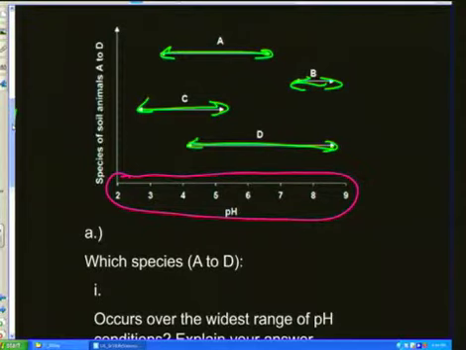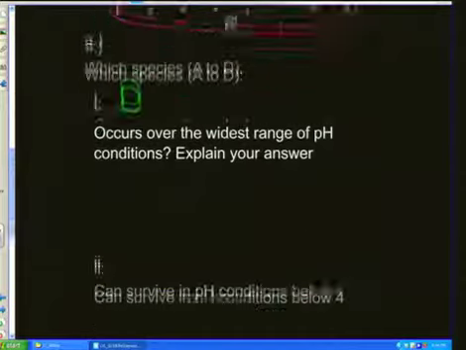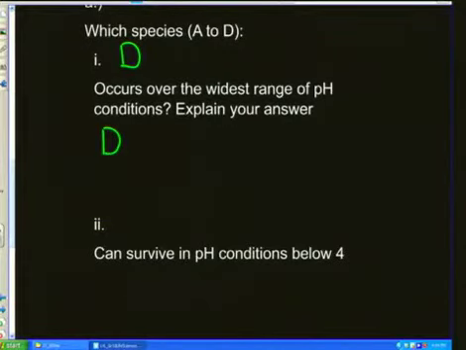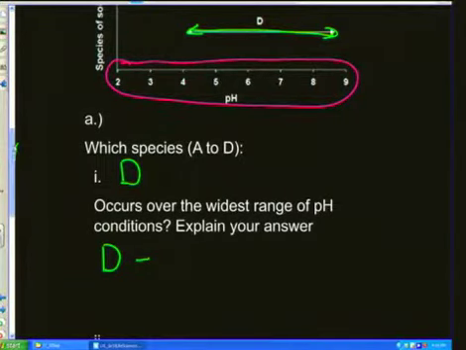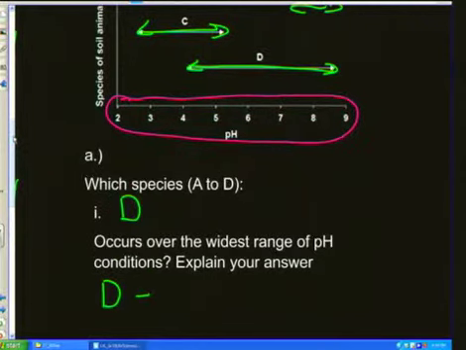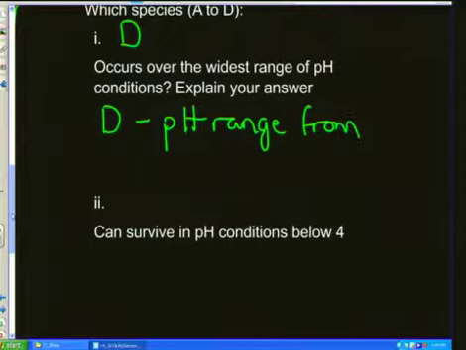So, the longest one would be D. Okay. D. And then to explain your answer, you're going to say something about how long the pH or how wide the pH range is. So let's see, it's about 4, it's about 9. So we'll say something like, has a pH range from 4 to 9, let's say. Okay?